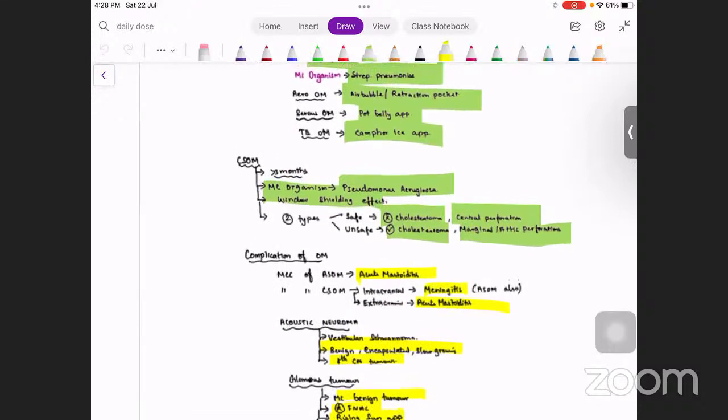Most common cause of ASOM is acute mastoiditis. Most common cause of CSOM intracranial is meningitis. Extracranial is acute mastoiditis. And for the case of your unsafe chronic suppurative otitis media, where you may see the marginal or attic perforation. Most common organism causing a CSOM is your Pseudomonas aeruginosa.